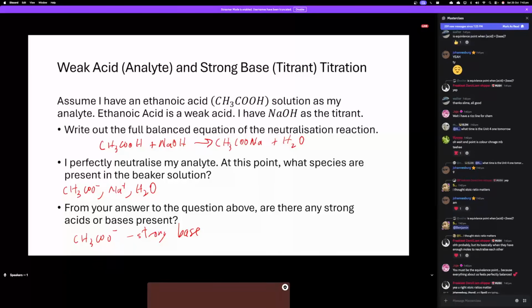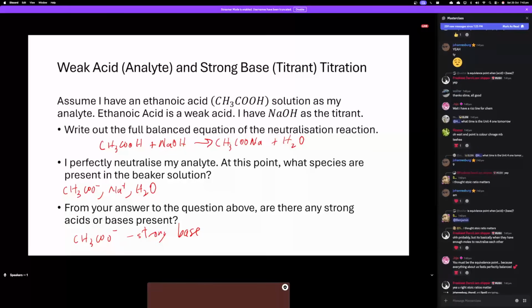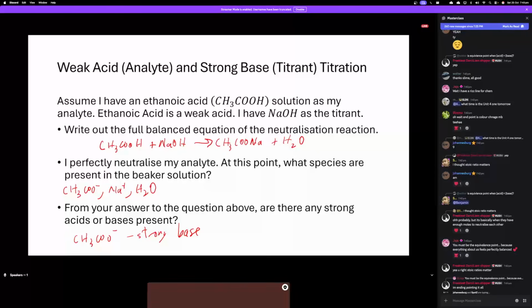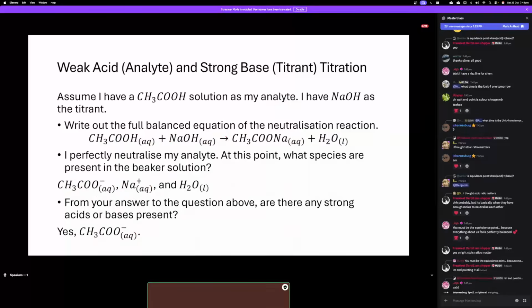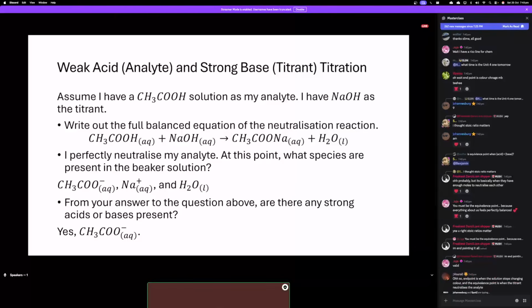Cool. And then moles neutralize each other. Yeah, it does matter. Stoichiometric ratios do matter. Cool. These are just the answers, same thing. It is forward arrow only, by the way. Just want to point that out.